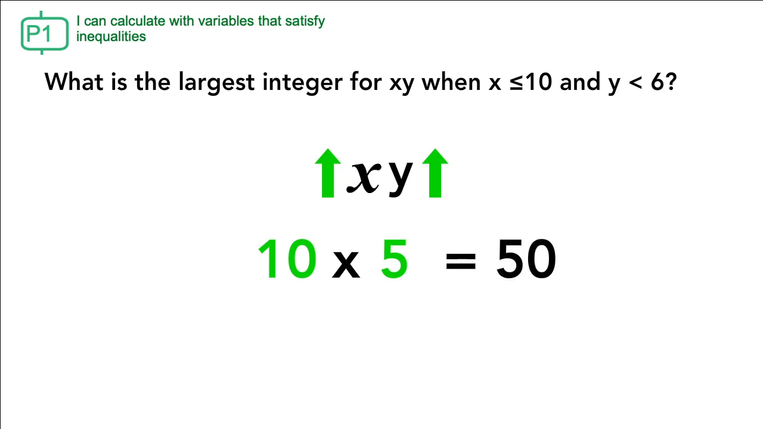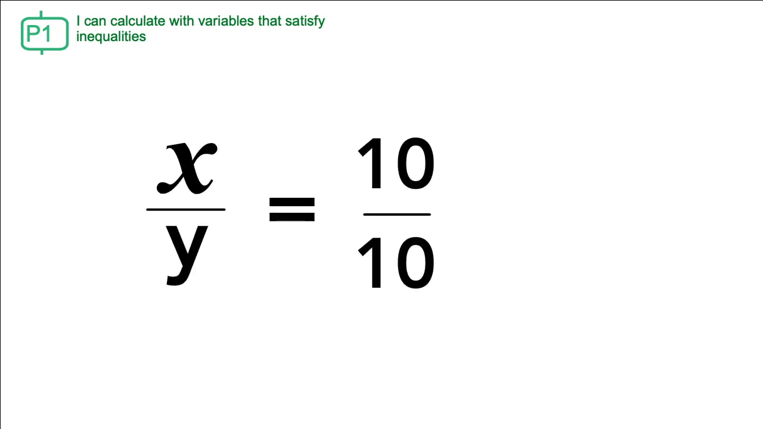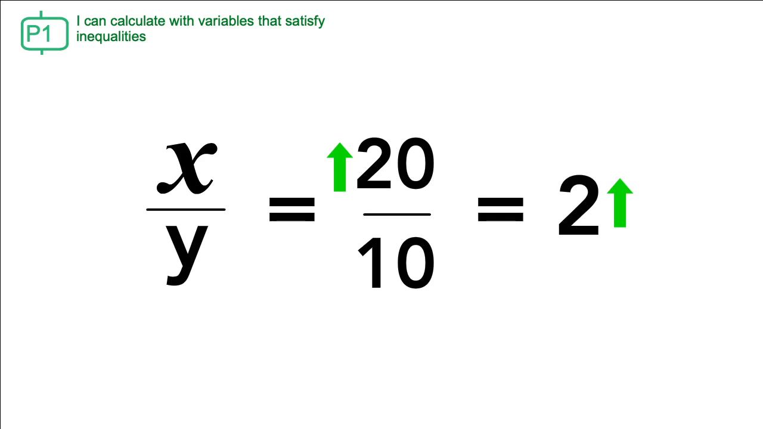For the third expression, let's test some numbers and see what happens. Let's make x equal to 10 and y equal to 10. Therefore, x over y, or x divided by y, equals 1. Let's make the numerator larger. So instead of being 10, we make it 20. 20 over 10 equals 2. From this, we can see increasing the numerator increases the overall answer.